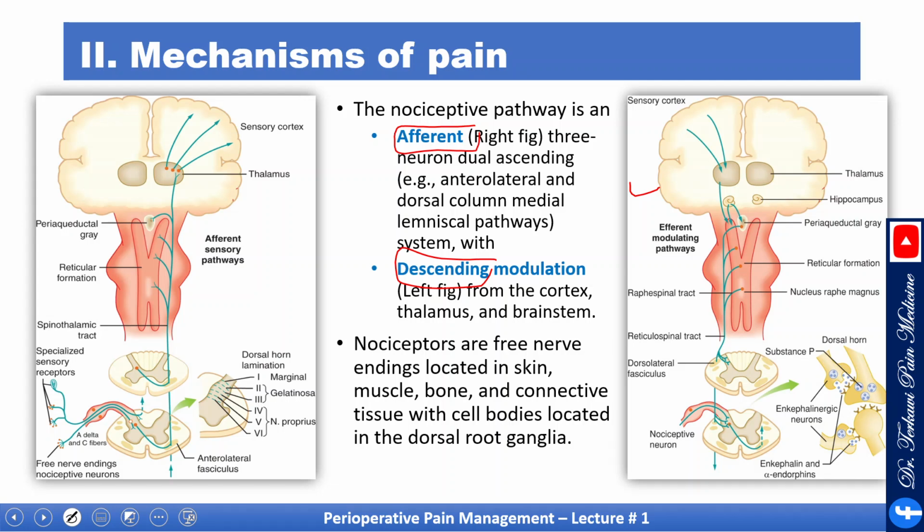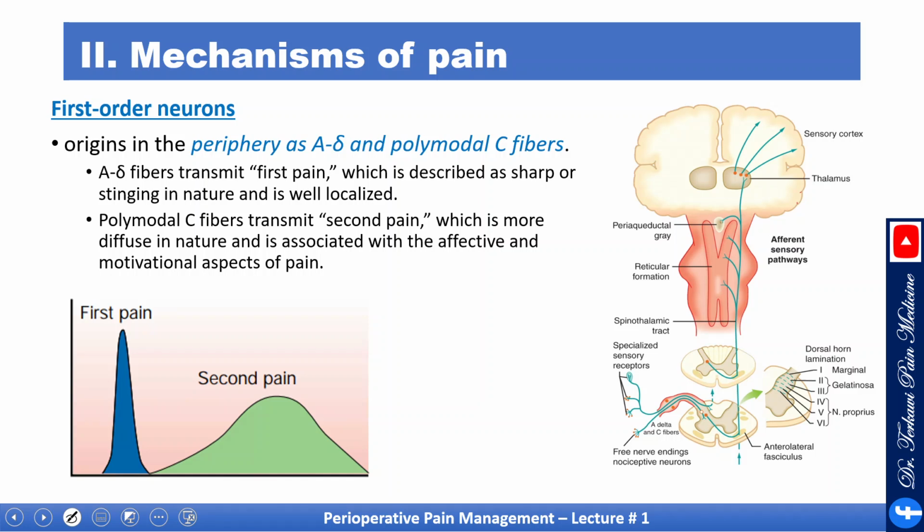to the periphery. So nociceptors are free nerve endings located in skin, muscle, bone, and connective tissue, with cell bodies located in the dorsal root ganglion. First order neurons originate in the periphery as A delta and polymodal C fibers right there. The A delta fiber transmits the first pain, as I mentioned, which is described as sharp or stinging in nature and is well localized.